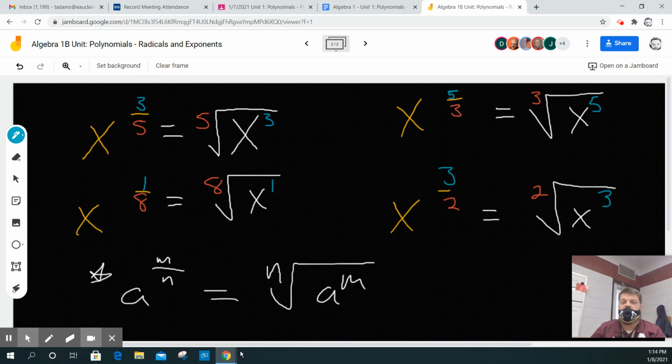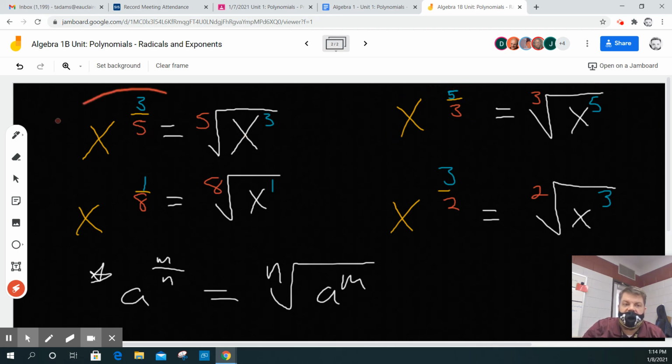So that's the first thing I want you to know. I'm going to leave that up there so you can finish writing it down. But those two things equal the same thing. If I take the 3rd root of x to the 5th power, in other words, if I take this, that's the same as this.